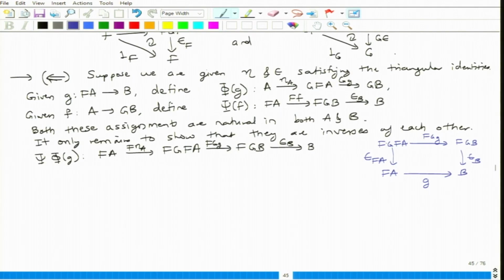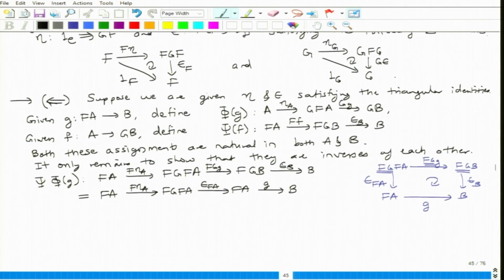See, this is the part which is common here, FG, and then I am removing that. That is what epsilon does. Okay, so this diagram commutes. So therefore, I can get back to this. This is equal to FA, F eta A, then FGFA will remain as it is, but from FGFA to FA, I can go via epsilon sub FA, and then finally I will just have a g.